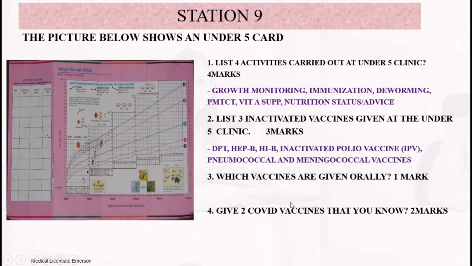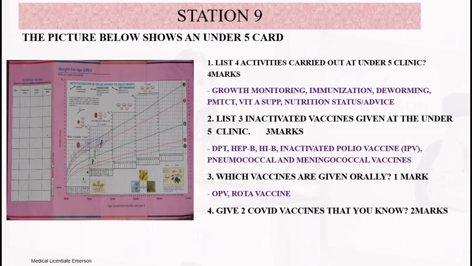They are also inactivated. Then which vaccines are given orally? Then we have OPV. So this is oral polio vaccine. So like I said, when writing your exam, write in full. And then of course, rota vaccine is also given orally. Then if this question was not limited to answering on the under 5 card, there are also other vaccines that are given orally.